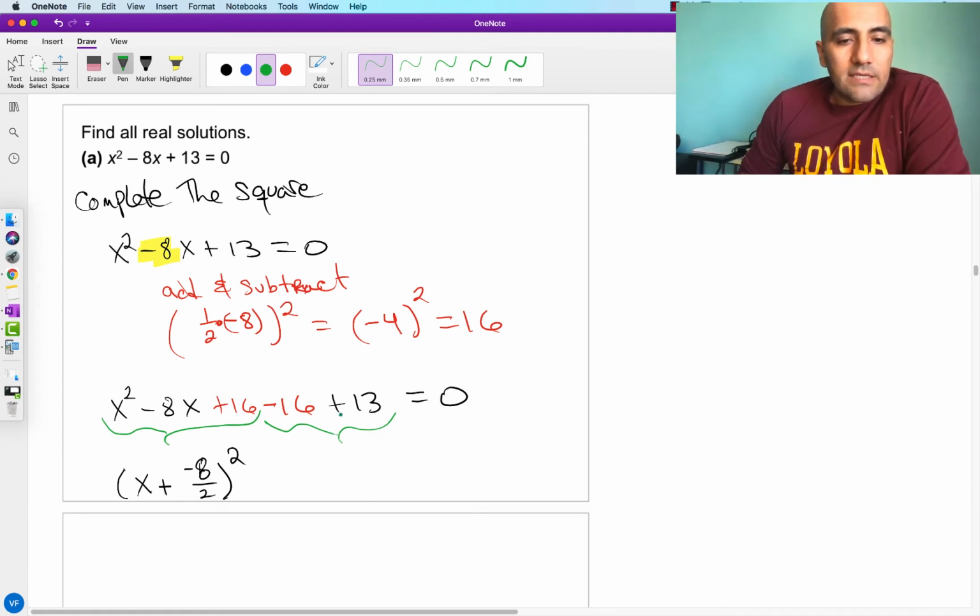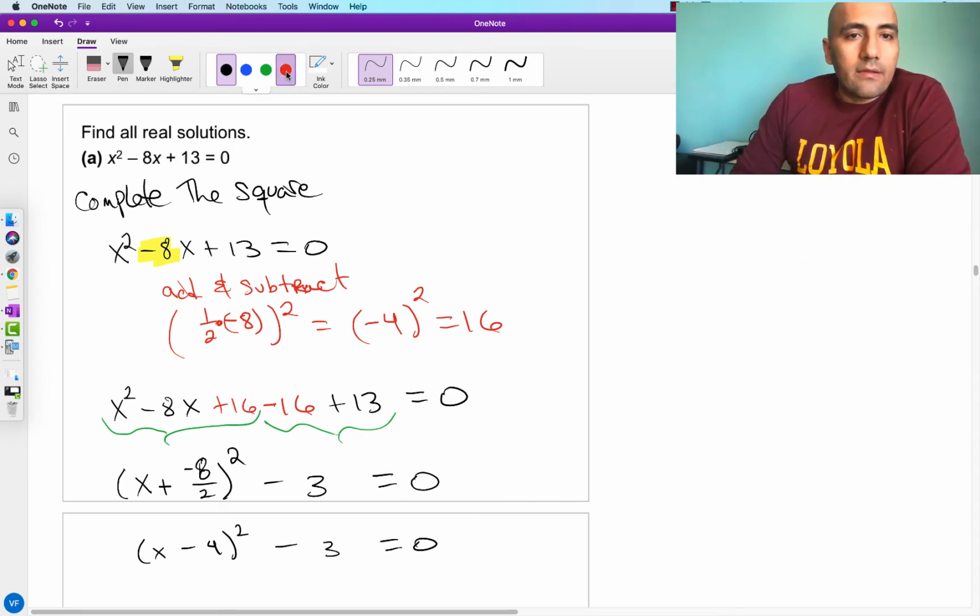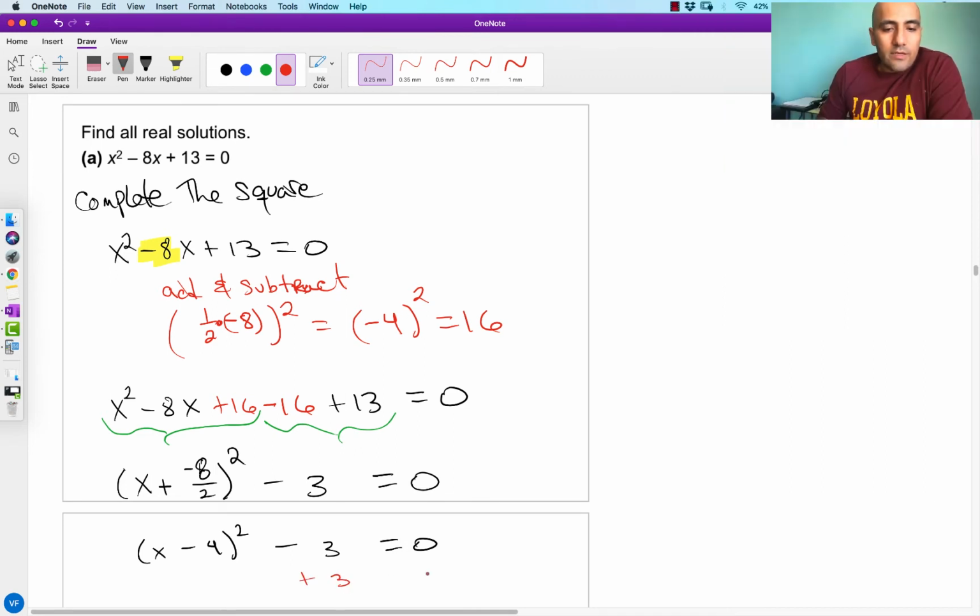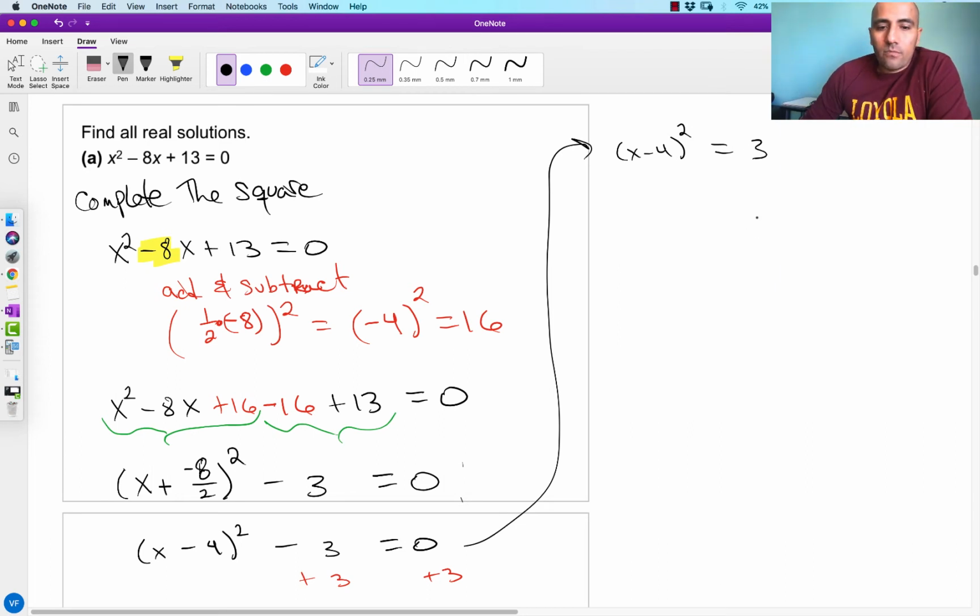We have -16 plus 13. They combine to give me -3. -3 equals 0. Now I can simplify this a little bit. This becomes (x minus 4) squared minus 3 equals 0. Now I can move this to the other side. Plus 3 to both sides. That must mean that (x minus 4) squared is equal to +3. Okay, these guys cancel.